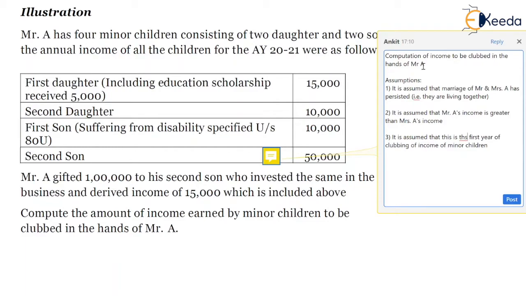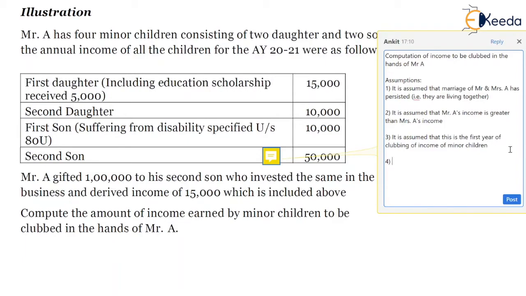It is assumed that this is the first year of clubbing of income of minor child, and why this is important is, if in the past year it has been decided that Mrs. A's income is greater than Mr. A's, in such a scenario all the income will get clubbed in the hands of Mrs. A, because once it is decided in whose favor the income will be clubbed, then for the succeeding years it will be continued. The exercise of whose income is greater is not required to be done in each and every year. Once it has been decided that it has to be clubbed in either of the parents' hands, then it will be continued in the succeeding years as well, until the assessing officer decides otherwise. Correct? So this assumption, point number 3, is important over here.